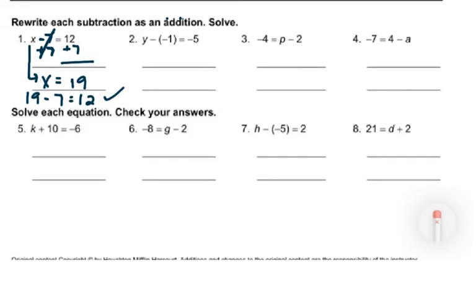Okay, if you have any problems with this, again, this is just a simple review so that we can start getting into our real geometry problems that I think you'll enjoy. But if you have any questions, let me know.